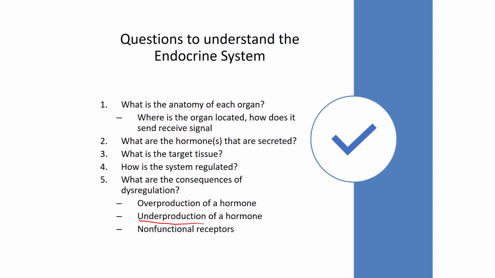And then if the target cells aren't responding to the hormone, something's wrong with the receptor. Those are really the only three things that can be dysregulated in the endocrine system, but it plays such an important role in human health.